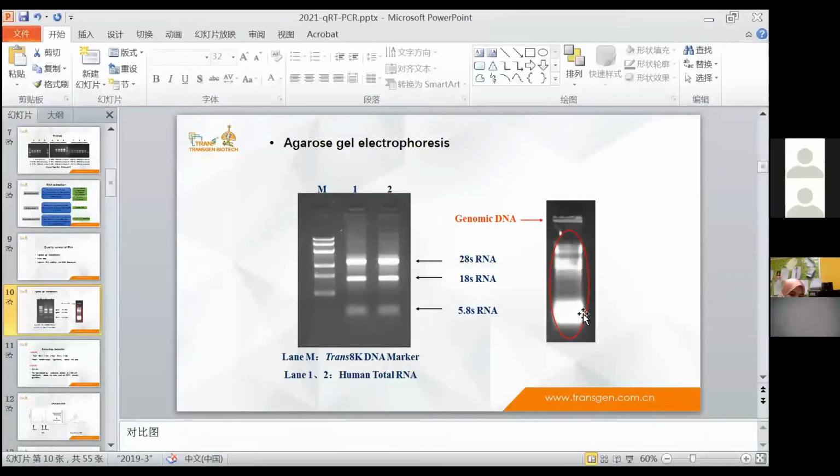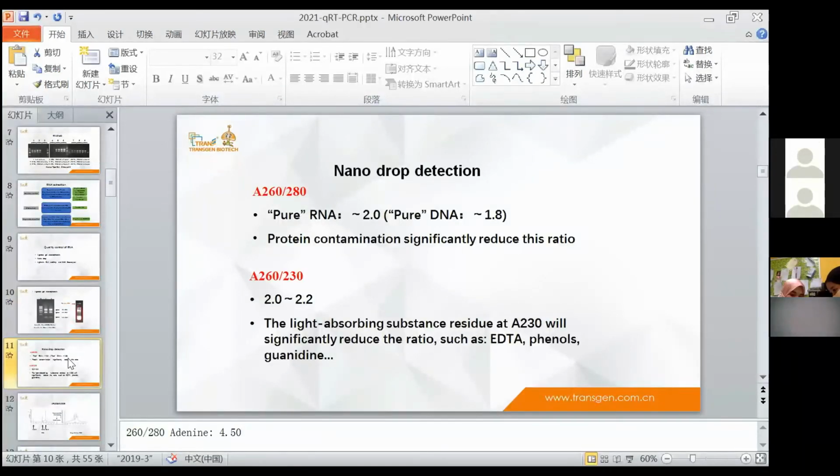Okay, through the nanogel, we cannot detect the integrity of the RNA. We have to focus on this part. The nanogel only can detect the impurity and the concentration about the RNA.